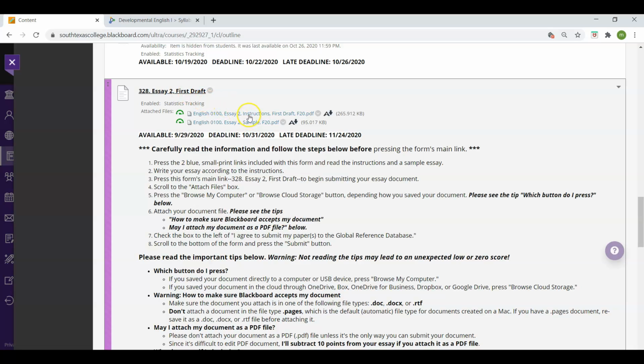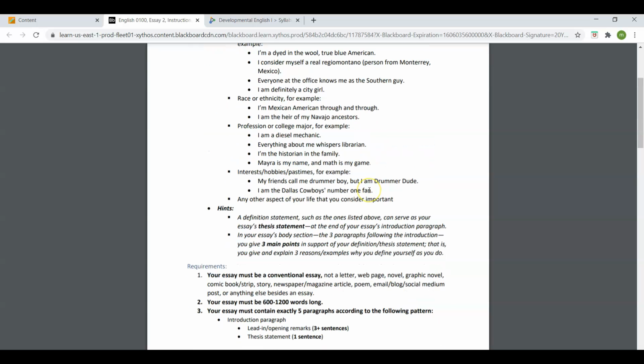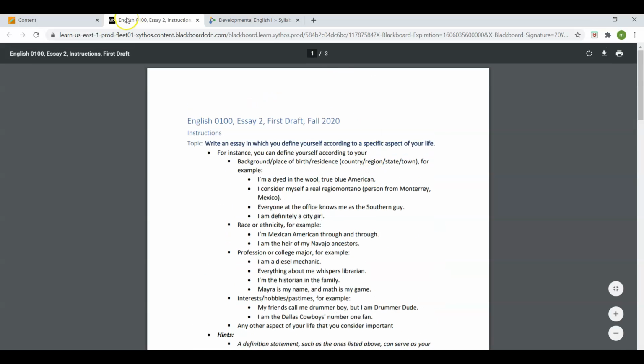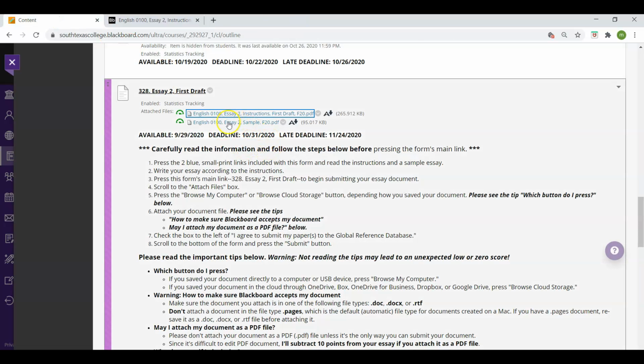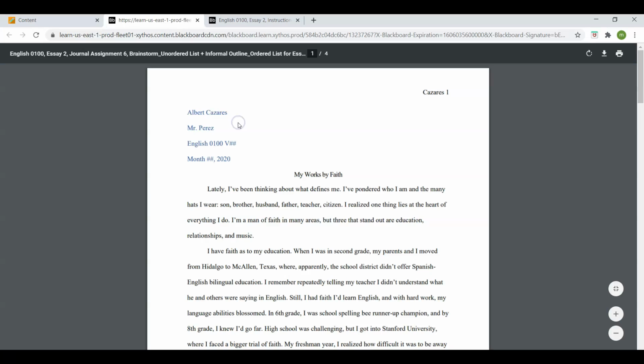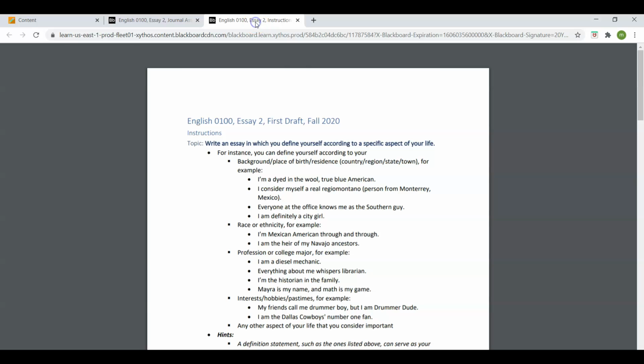All right. So what I'd like to do is look at the instructions with you. And so that's one thing. Here is the instruction sheet. Okay. Also, let me close this syllabus so it's not in our way. Let's also look at the sample. All right. So there's a sample. The sample that I wrote. So this Albert Cáceres person is me. Okay. My name is Jose Perez, but I'm calling myself Albert Cáceres for the purposes of demonstrating this. Okay. All right. Essay number 2, first draft.